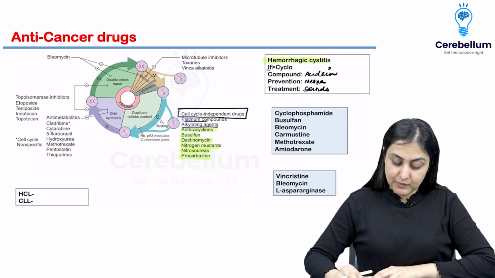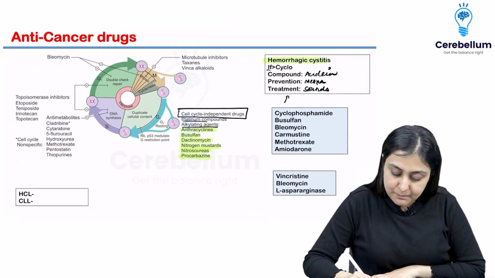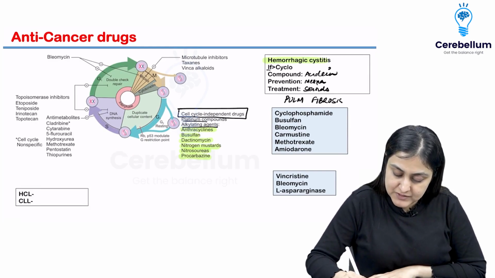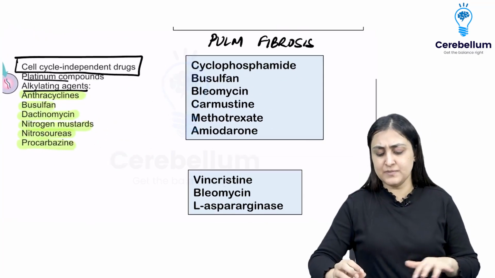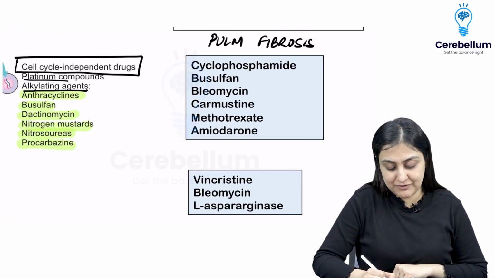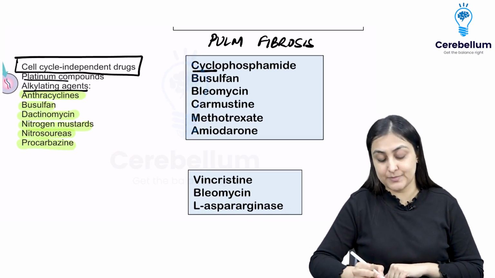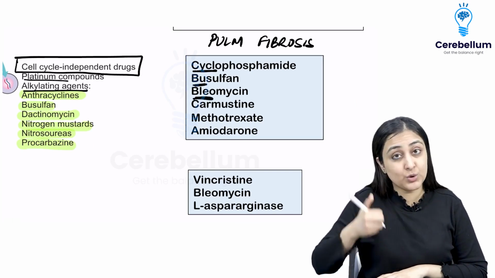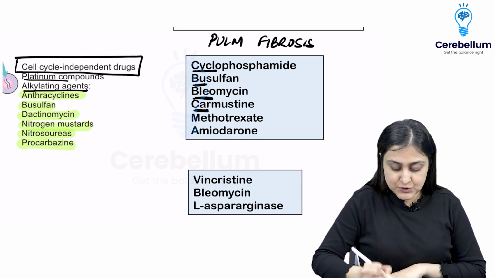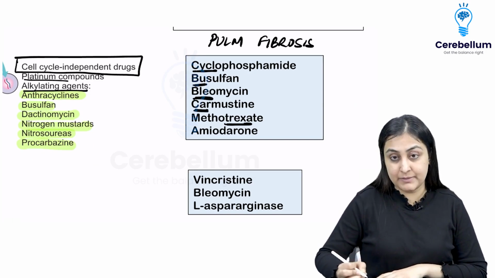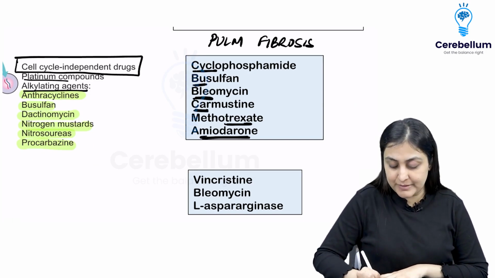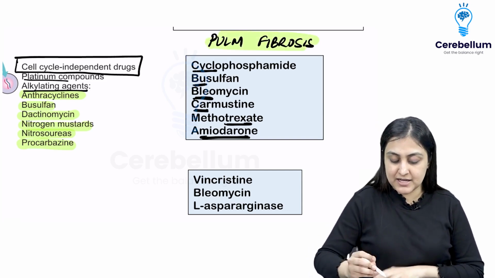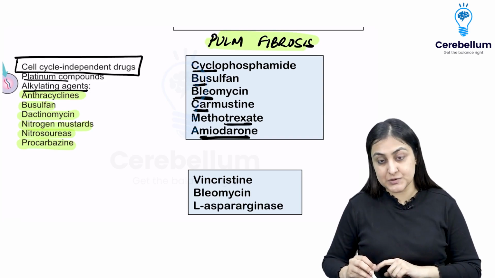Now we talk about all of the drugs which can cause pulmonary fibrosis. Remember this. So these are all things which have some sort of vehicle in their name. Okay, so when you have cyclophosphamide, busulfan, bleomycin, blow the horn, carmustine, so car, methotrexate, remember as truck, amiodarone, remember as drone. Alright, so this is pulmonary fibrosis. These are all of the drugs that you can remember this way.